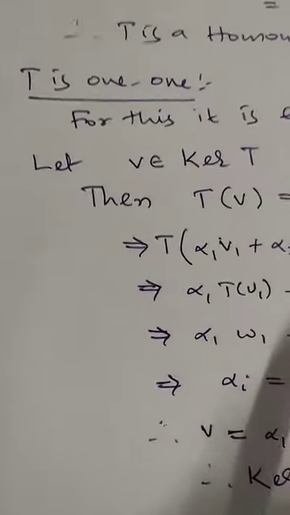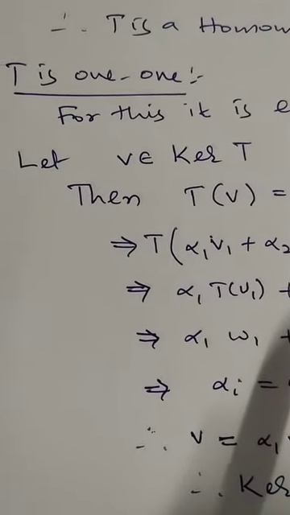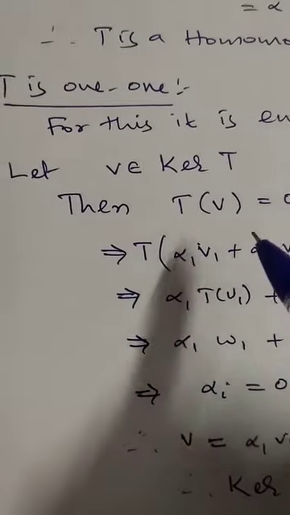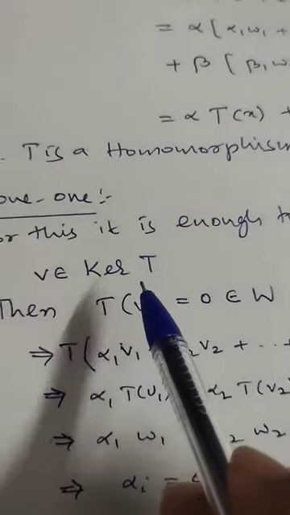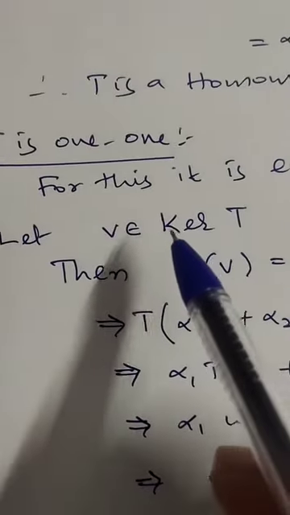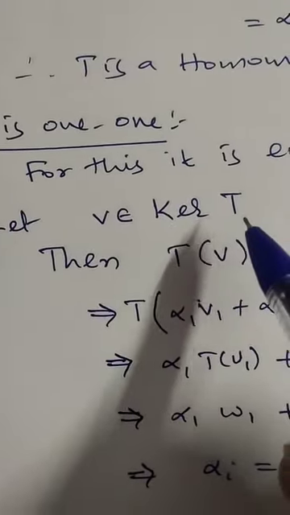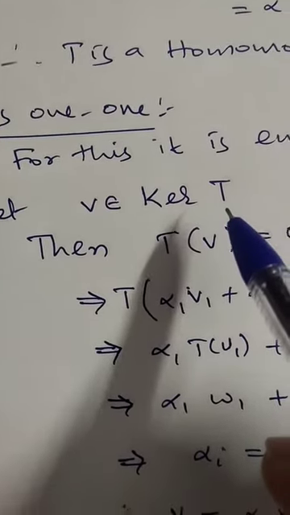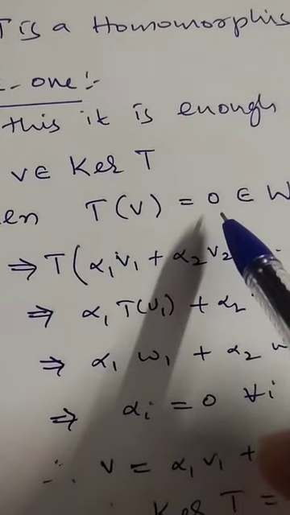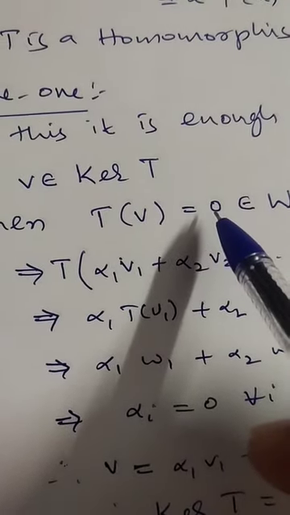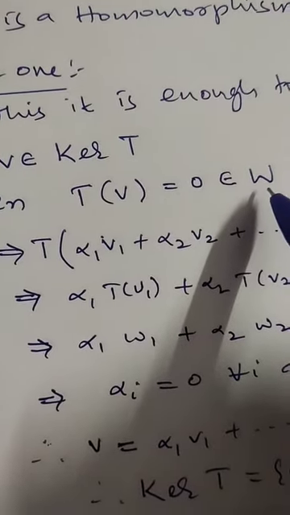Next is T is 1-1. Now for this it is enough to show that the kernel of T is 0. So the kernel of T is 0. Now let v belong to the kernel of T. Now v belongs to the kernel of T means v belongs to the null space of T. Then T of v is equal to 0, where 0 is an element of the image space W.